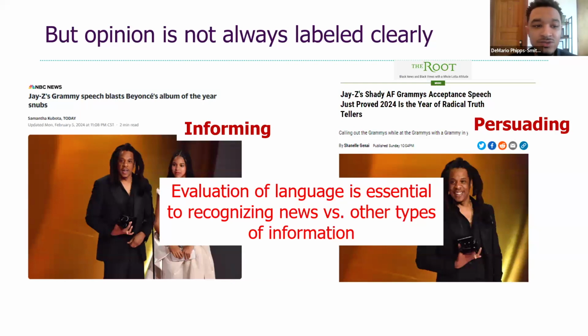Both of these articles, one written by NBC News, the other by The Root, are both about the Grammy speech that rapper Jay-Z had last night talking about his wife's Album of the Year snub.